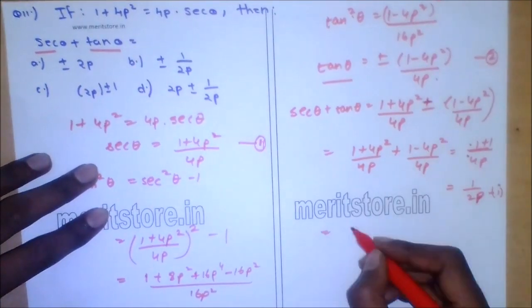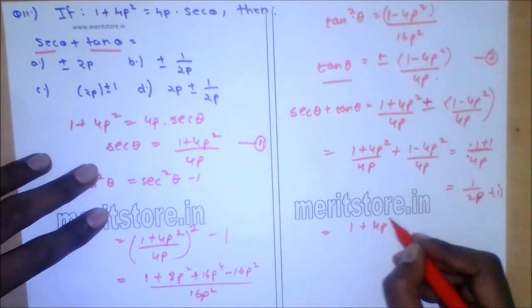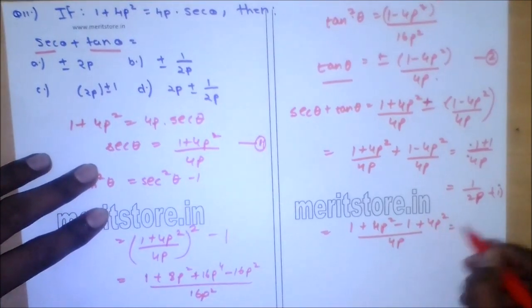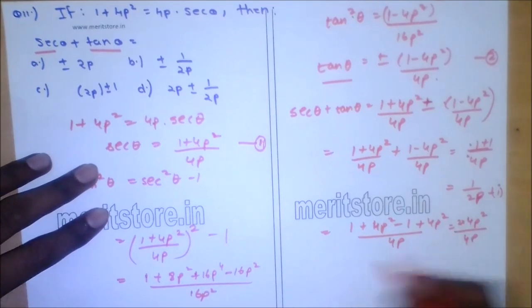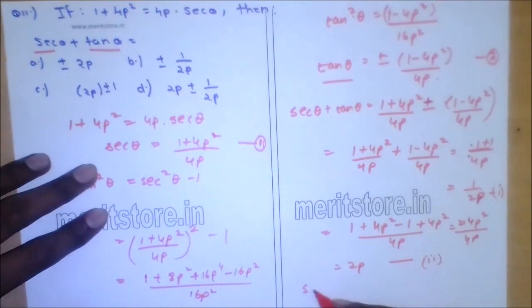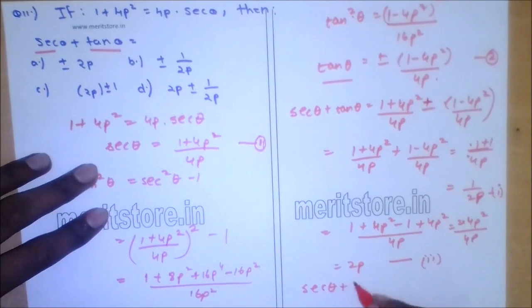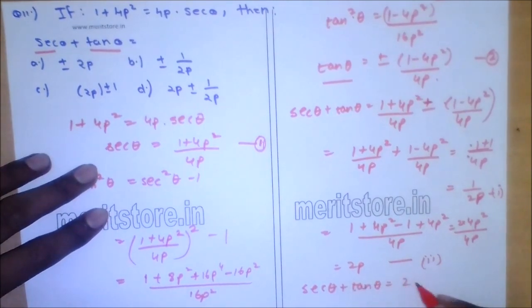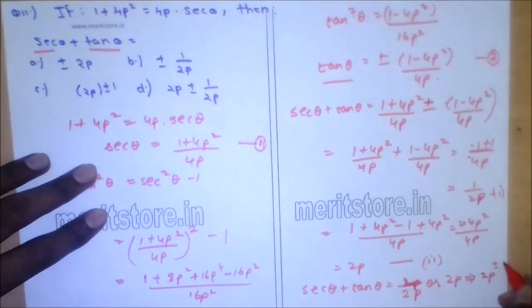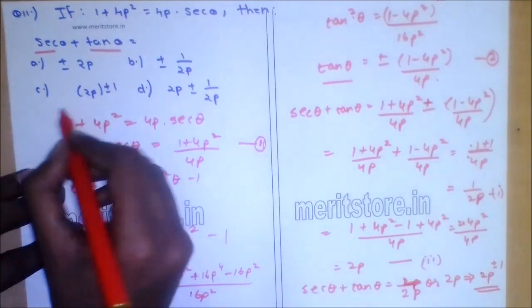Now case 2, we subtract it. So it is 1 plus 4p square minus 1 plus 4p square upon 4p. So this is 4p square, 2 into 4p square upon 4p. So this is 2p. This is case 2 when we subtract it. So the possible answers are sec theta plus tan theta is either 1 by 2p or 2p. That is, we can say 2p raised to plus or minus 1, which is option C.